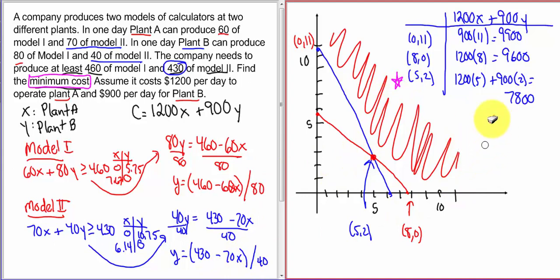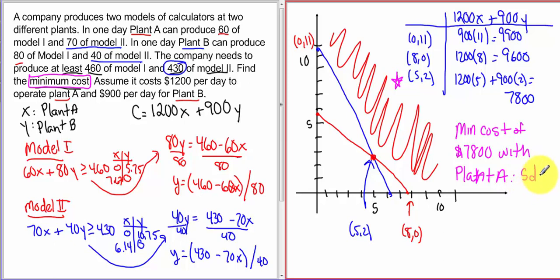So, just erasing so I have some room to write, we have a minimum cost of $7,800 with Plant A running for 5 days, and Plant B for, what was my answer? 2 days. And that's how you do that example.